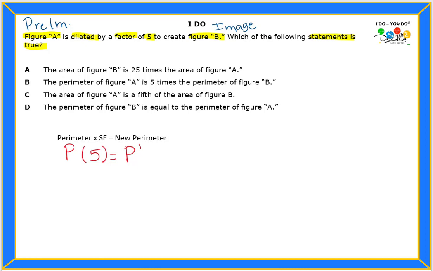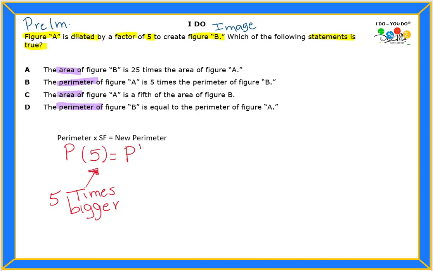Is that right? So how much bigger is one figure going to get compared to the second one? Well, it's going to get 5 times bigger. I don't know the measurements, but I know it's going to get 5 times bigger. And that has to do with perimeter. But if I look at my answer choices, the first one says something about area. Then letter B talks about perimeter. So I need to deal with the ones that have to do with area and perimeter.